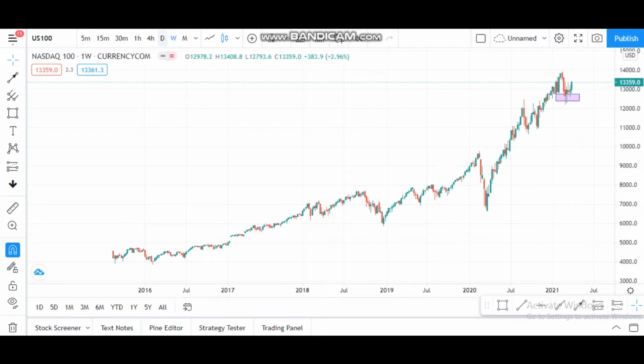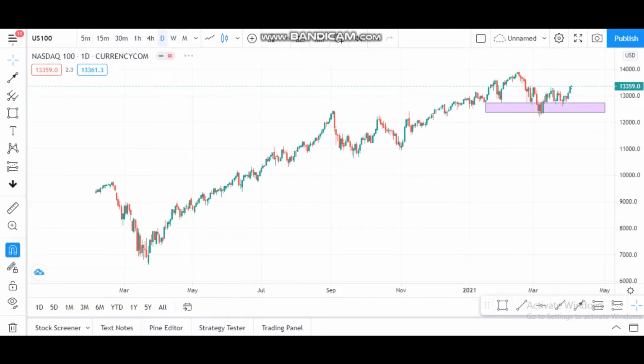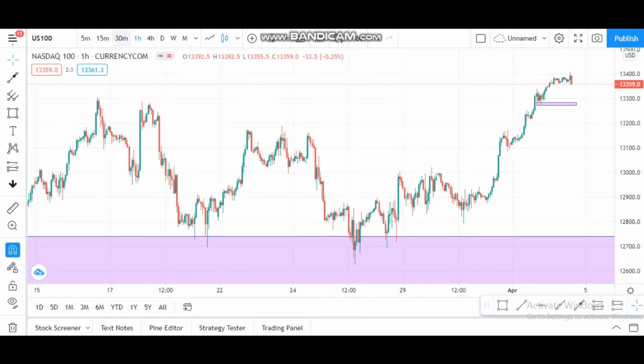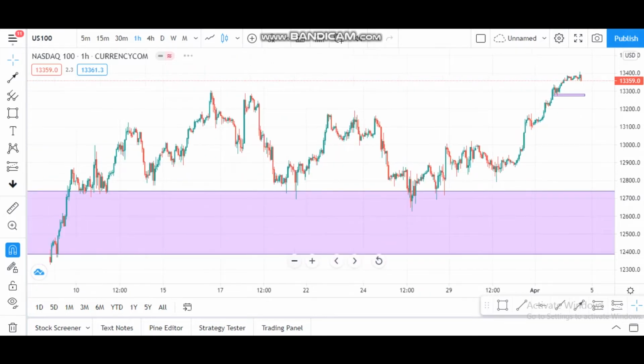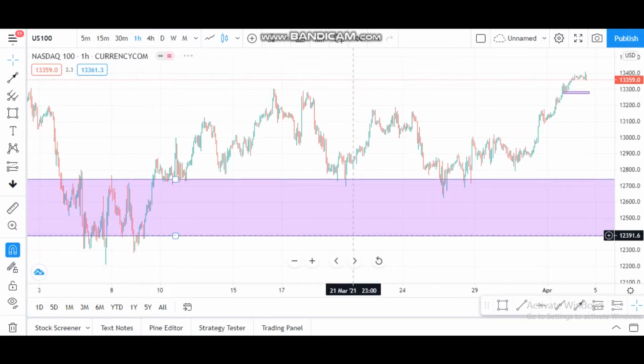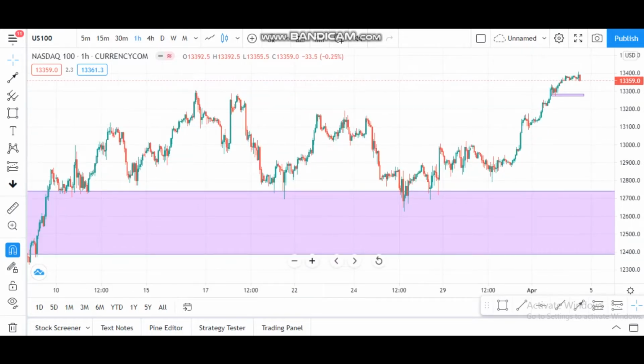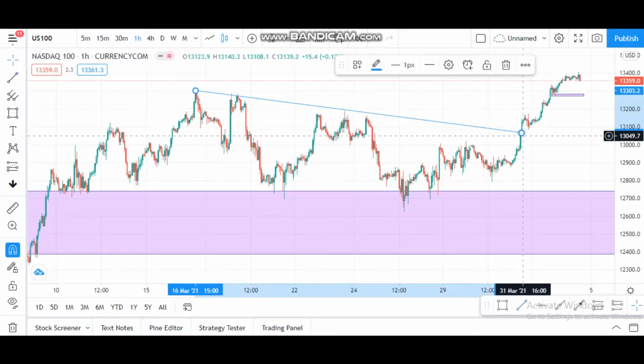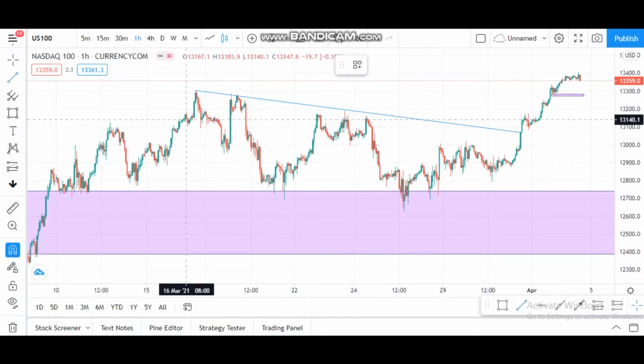So we dive into D1. On D1, you can see that the market reversed from this support zone, and then we made a form of a descending channel here. Then let's go into H1. On H1, firstly, we zoom out the chart. Then we cater for this, but I think we could have used H4 to really understand what I'm doing here.